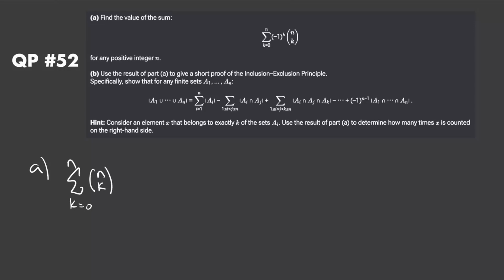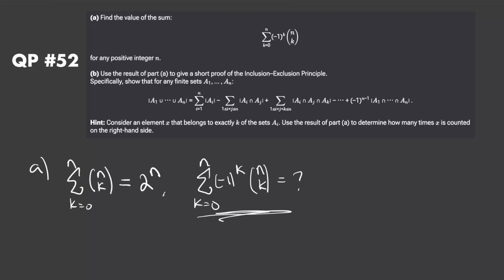In previous parts, we used the binomial theorem to show that the sum of these binomial coefficients is equal to 2 to the power of n. Now for part A of this question, the only difference is that we have this negative 1 to the power of k out front. So let's think about what this is going to equal.